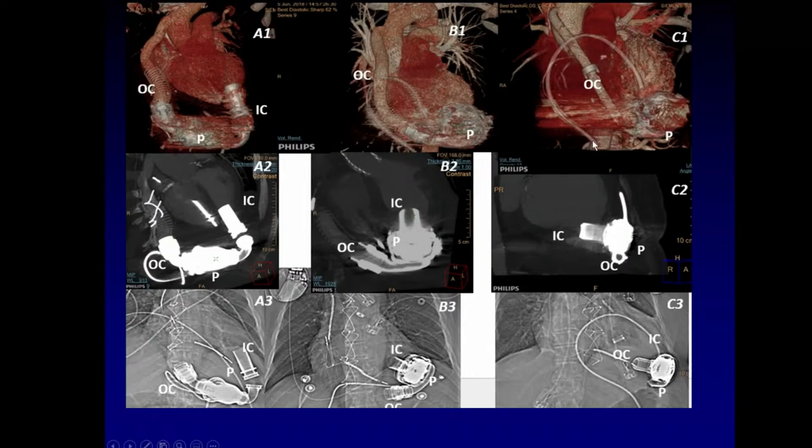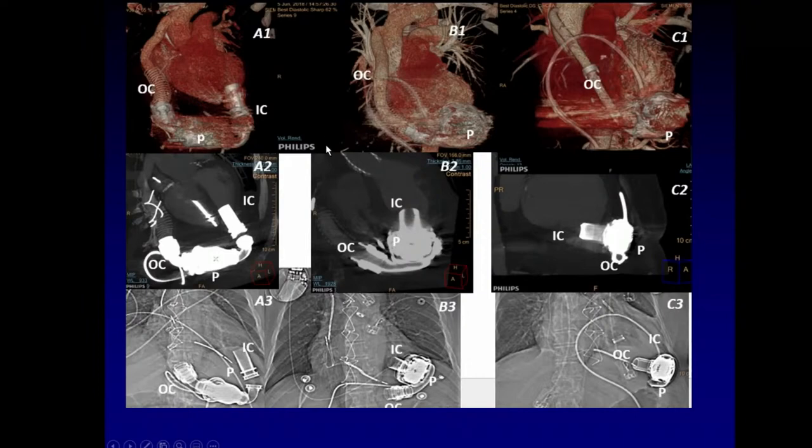They are obviously made of metallic components, and that could generate a lot of artifacts, especially the HVAD, which could generate a lot of beam hardening and blooming artifact that could actually become a challenge to evaluate. As a matter of fact, HeartMate 2 is probably the easiest one to evaluate the different components, but this is a new challenge that we have with the newer generation devices.